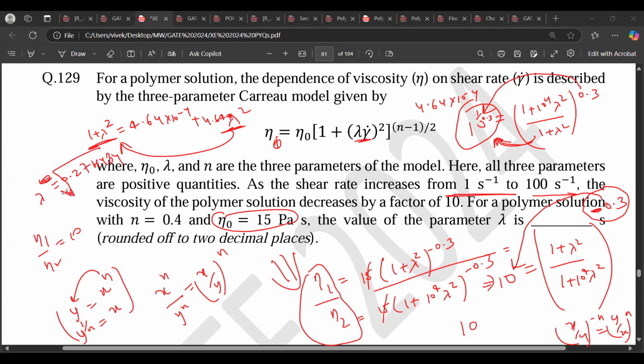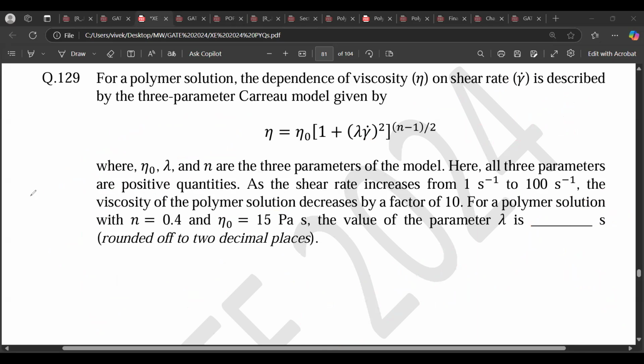And remember, they have given in the question that every parameter is positive. So your answer will come plus minus 0.5239. You have to answer the positive number. Okay, this is your answer, 0.52. It's just math. This kind of question shouldn't be asked actually, but they ask because some questions are tricky, you know.